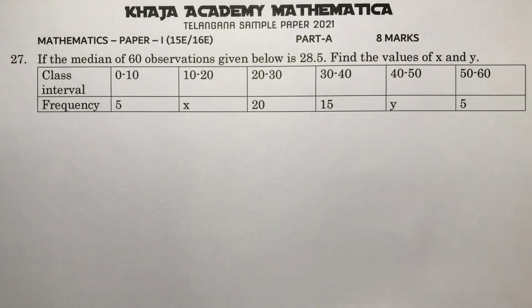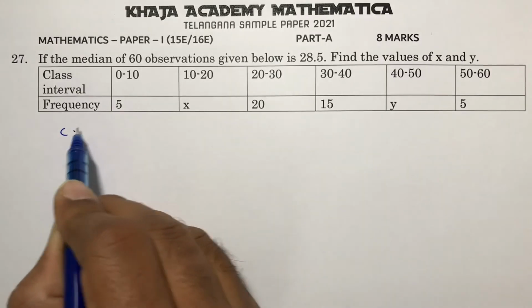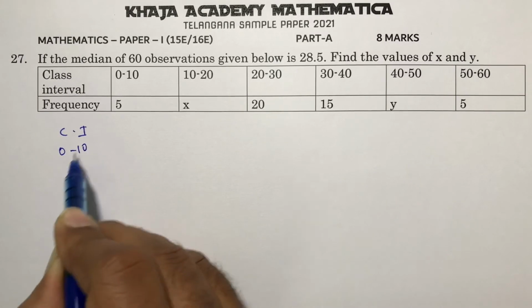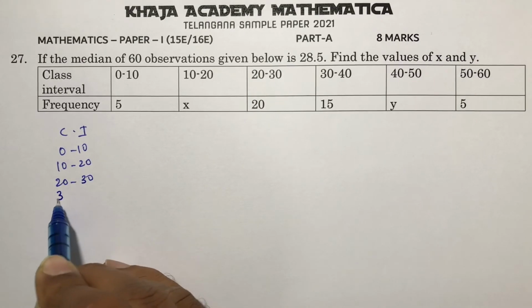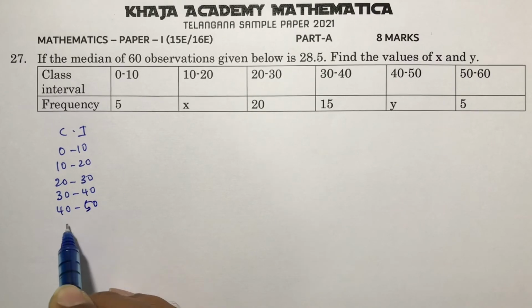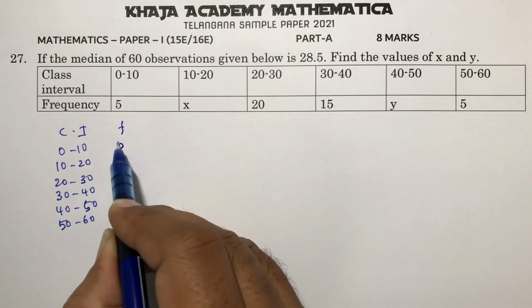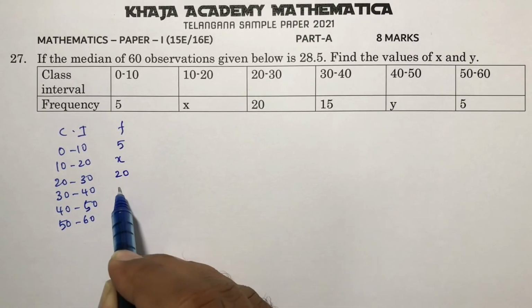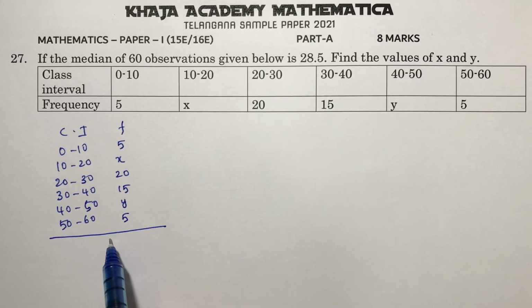If the median of 60 observations given below is 28.5, find the values of x and y. So here the class intervals are 0 to 10, 10 to 20, 20 to 30, 30 to 40, 40 to 50, and 50 to 60, and the frequencies are 5, x, 20, 15, y, 5. Total frequency they gave, 60 observations.